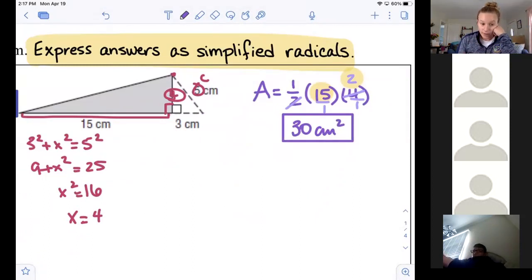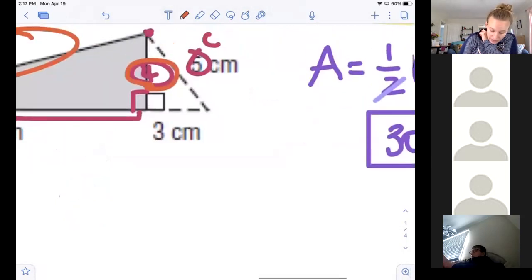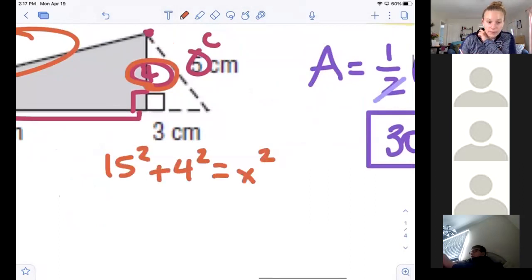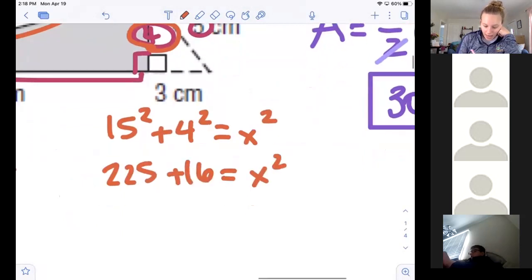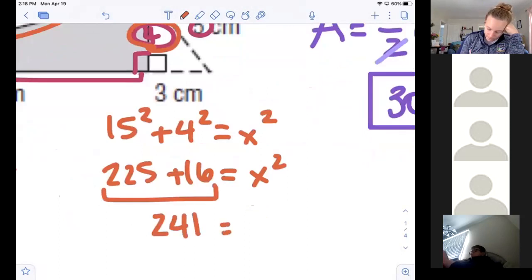So in this problem, I'm relying on Pythagorean theorem. Last problem was the special right triangles. We need to do Pythagorean theorem one more time though, because I don't know what this side length is. So we have 15 and 4 and then x. So we'll do that right here. I'm going to do 15 squared plus 4 squared equals x squared. 15 squared is 225 plus 4 squared is 16 equals x squared. And then 225 plus 16 is going to be 241.